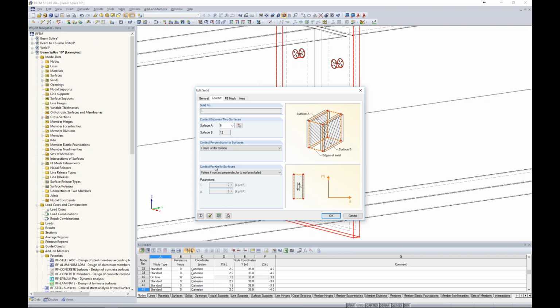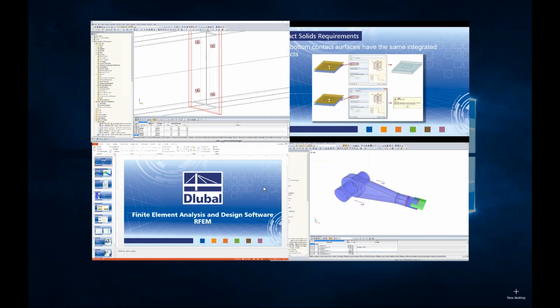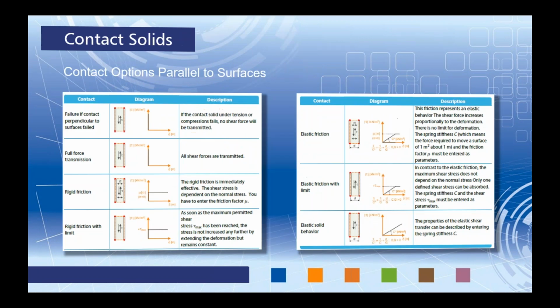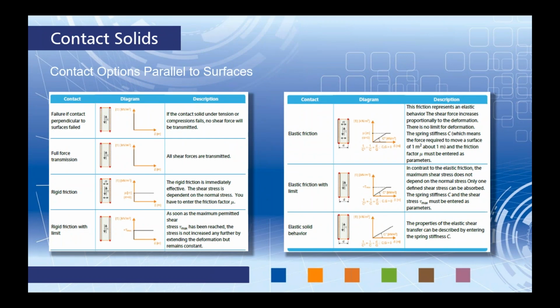Moving on to contact parallel to surfaces. So this has to do with our shear forces. And for this, you'll notice that we have quite a few more options here. So I'm going to jump back to the PowerPoint and we'll move on to the next slide where I want to explain these 7 options in a little bit more detail. Now this comes directly from our help file and it's the contact options parallel to surfaces.